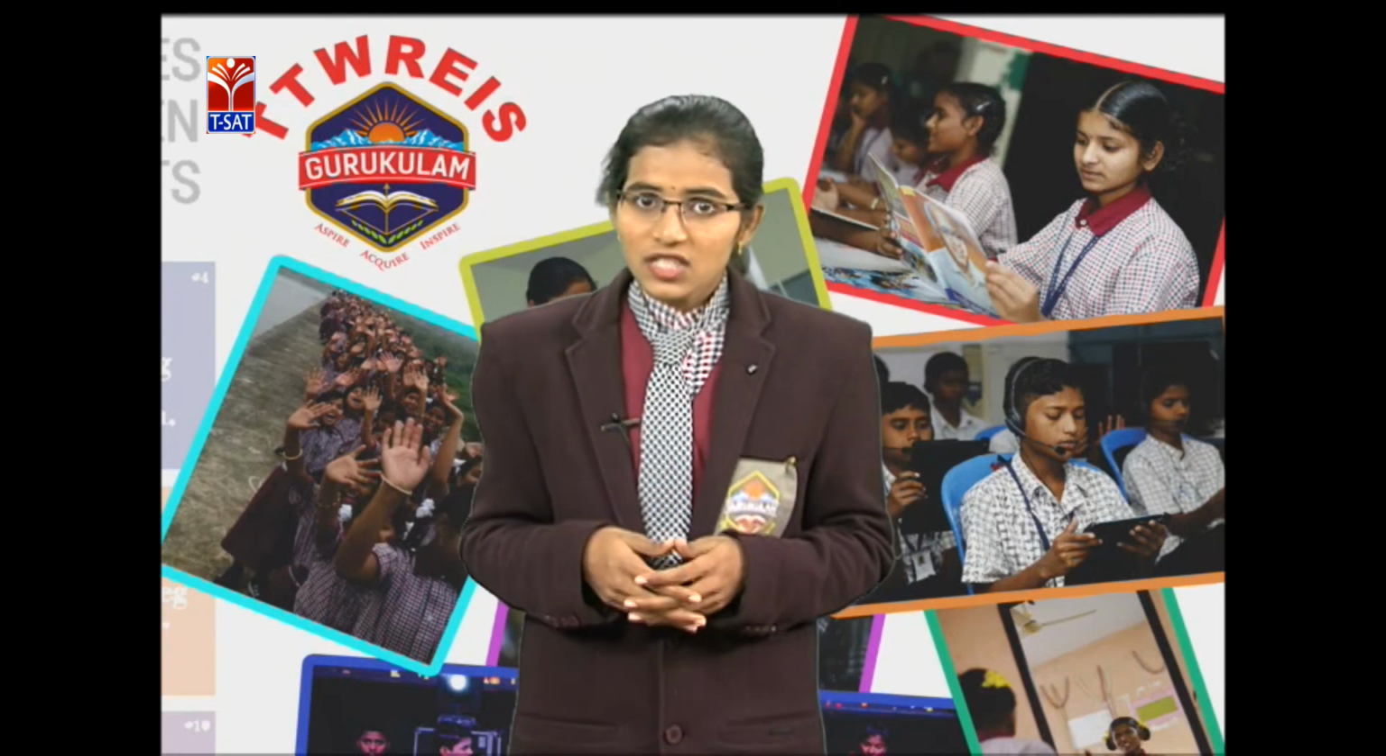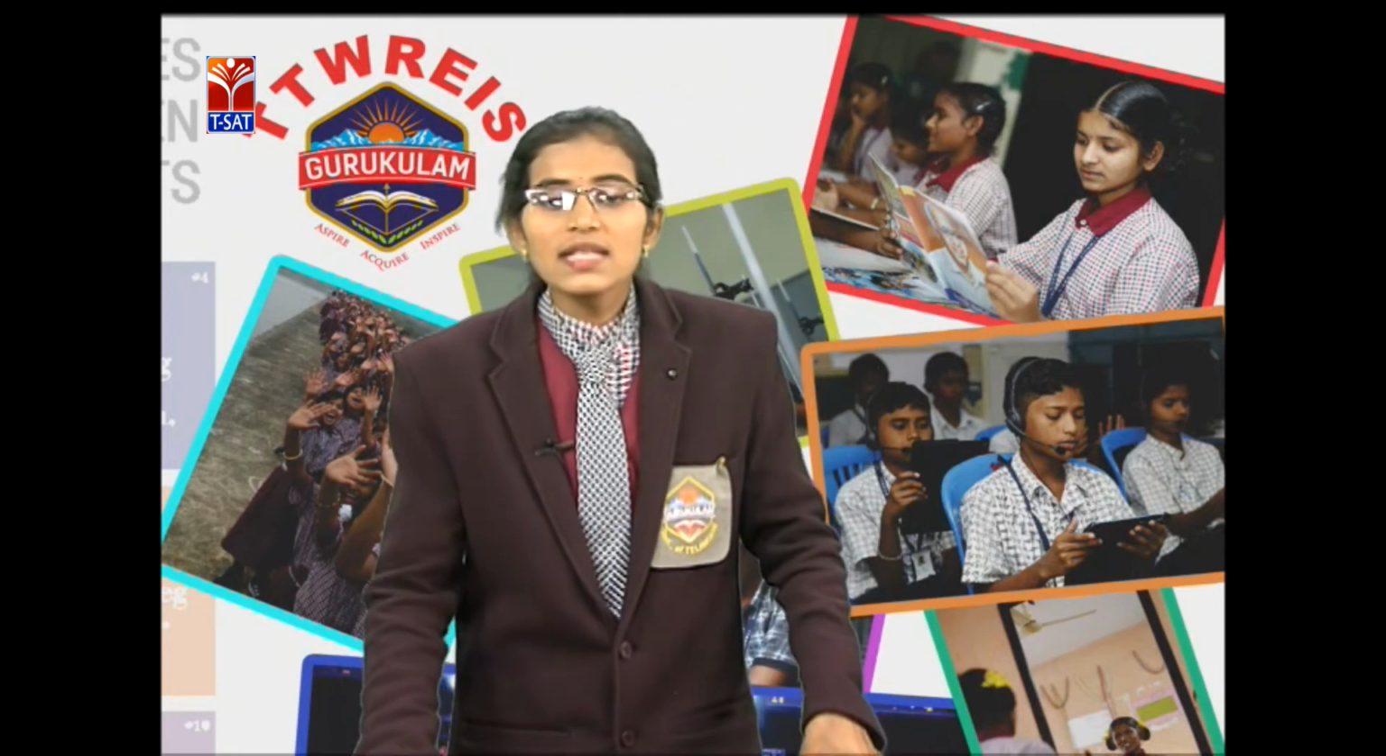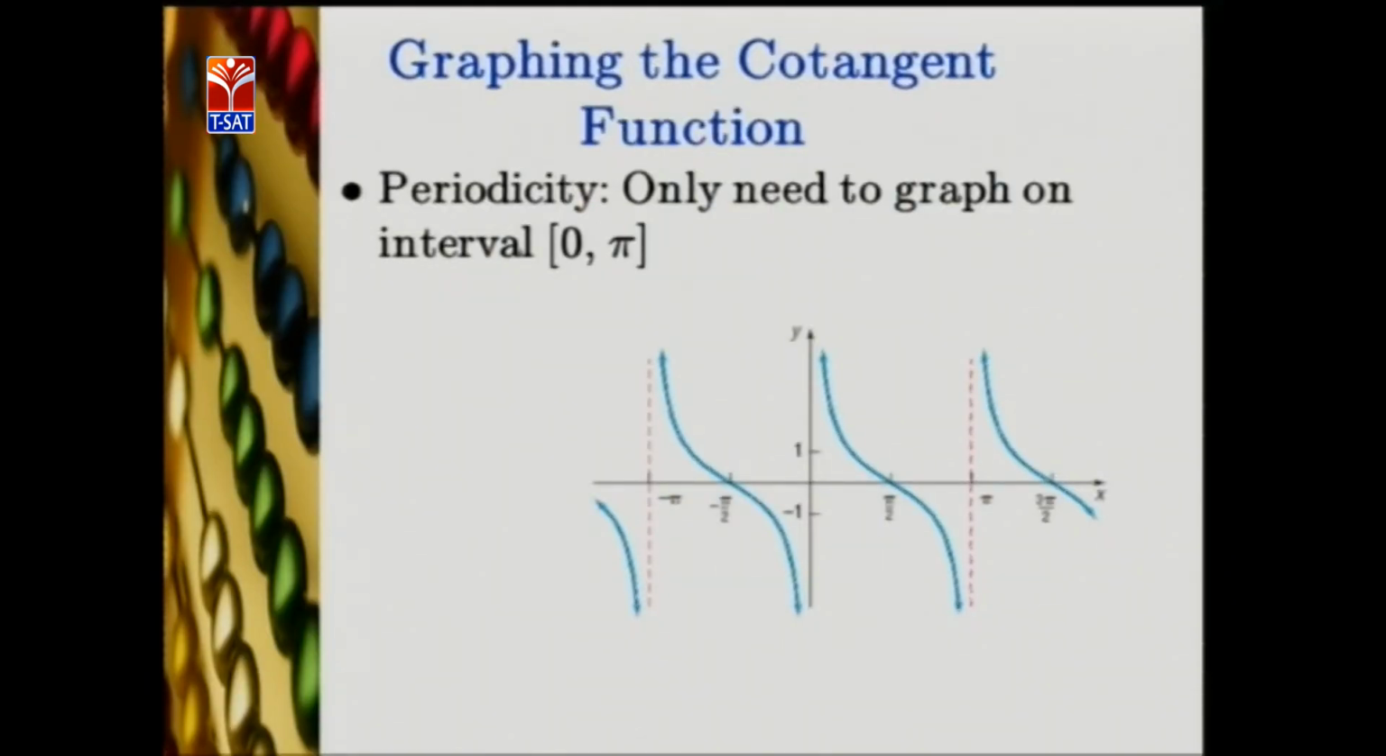In the tangent function, the domain is all real numbers except the odd multiples of pi by 2. So this is the graph of the cotangent function. The domain of the cotangent function is all real values except integer multiples of pi. And coming to the range, all real numbers are the range of this cotangent function.